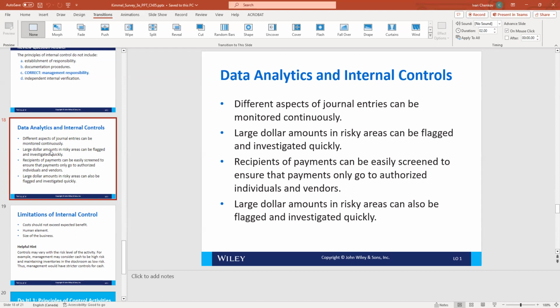Data analytics is related to the fact that we have huge streams of information in today's world, which has to be analyzed. First thing that we have to do is the different aspects of the journal entry can be monitored continuously. So basically, we're not only monitoring the journal entry, we're monitoring the accounts or the aspects of the journal entry. Second, every time we're dealing with a large dollar amount, you flag it and make sure that everything is done correctly.